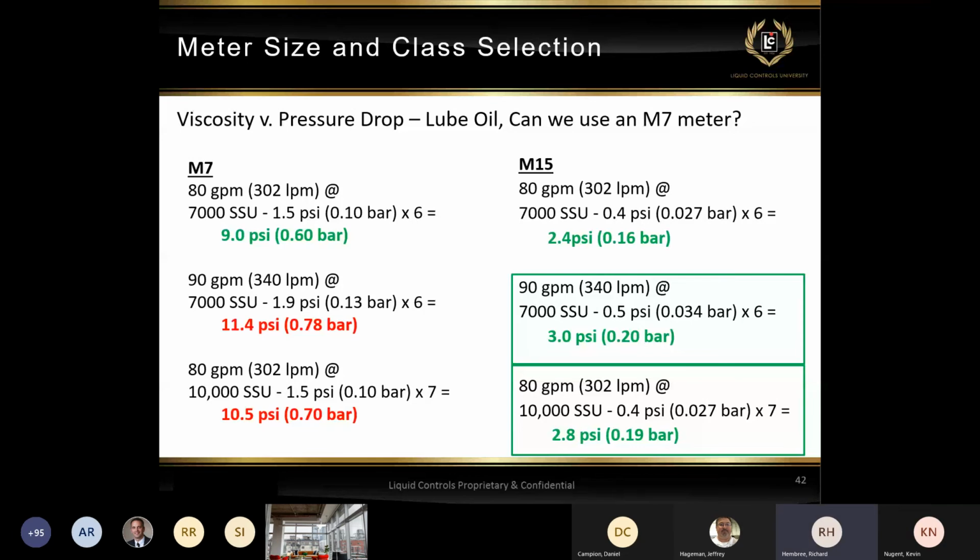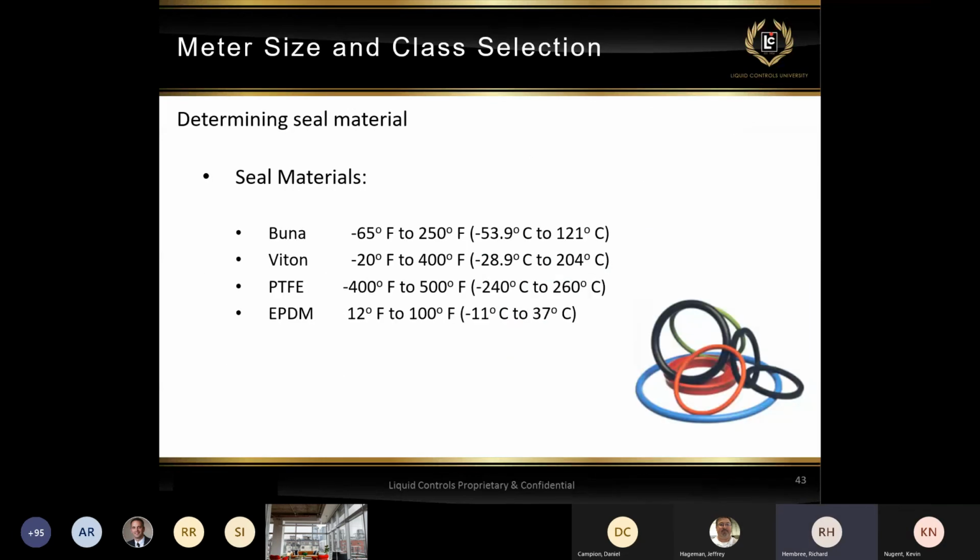Okay, determining the seal material. Seal material is critical. Buna, that's more common in the meters, minus 65 to 250 degrees. Viton, minus 20 to 400. When we get into some higher temperature applications, we'll recommend Viton. The only thing with Viton, if you get down below minus 20, to some cold temperatures, Viton may have a tendency to crack or become brittle.